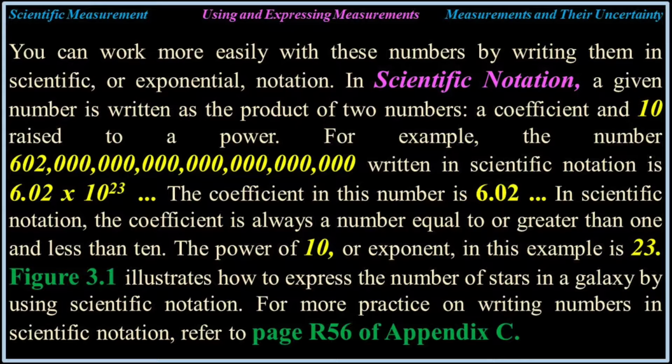In scientific notation, a given number is written as the product of two numbers, a coefficient and 10 raised to a power. For example, the number 602 with a lot of zeros, written in scientific notation, is 6.02 times 10 to the 23rd. The coefficient in this number is 6.02. There's only one significant figure to the left of the decimal. Please notice that. In scientific notation, the coefficient is always a number equal to or greater than 1 and less than 10. The power of 10, or exponent, in this example is 23.